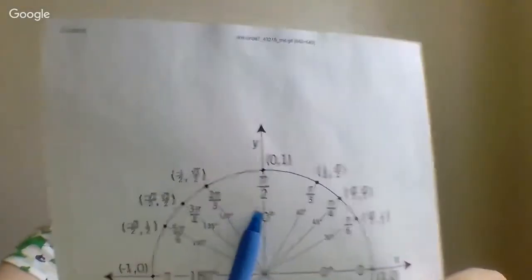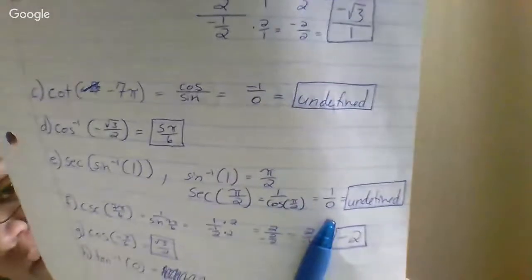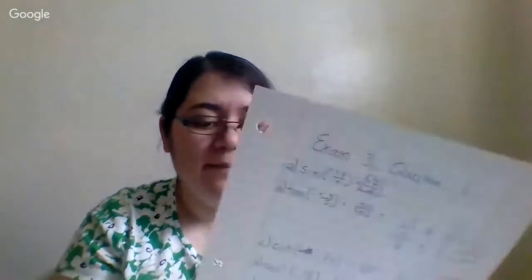Cosine of pi over 2, the first value is 0. So that's going to make our cosine value 0, which is going to give us 1 over 0. And once again, that's an undefined function because we can't have a 0 in the denominator.